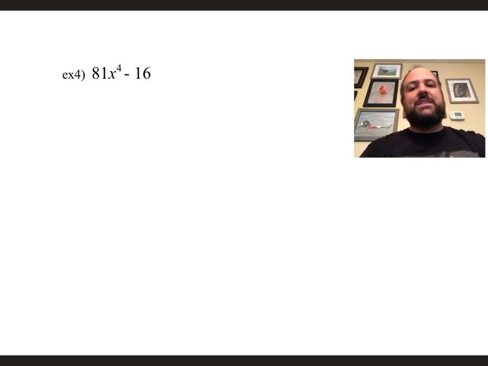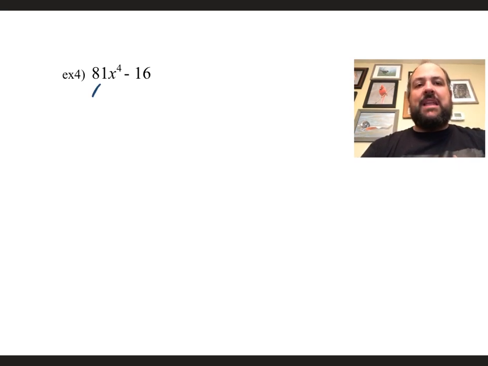If I look at this case, 81 and 16 do not share any common factors. And while the first term has x to the 4th, the second term doesn't have any x's. So in this case, there is no GCF. However, I do know that 81x to the 4th is a perfect square. That would be 9x squared times 9x squared. I also know that 16 is a perfect square. That would be 4 times 4. So we're actually going to use our difference of squares in this case.